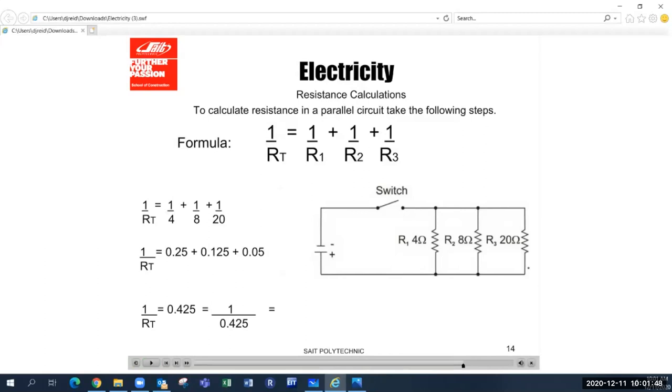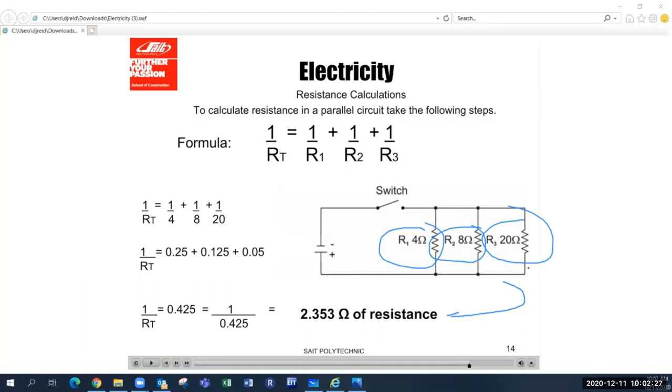Now we put that 0.425 into 1 over 0.425, and that's how we calculate the resistance total. We divide that out and we have a total resistance of 2.353 ohms. So look at this, right? It's absolutely crazy that we have these resistors, and look at my total resistance. My total resistance is tiny comparatively to what these resistors are, right? 20 and 4, and look at how much I have as a total.